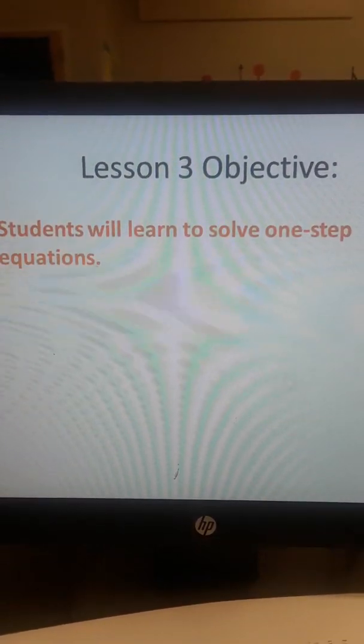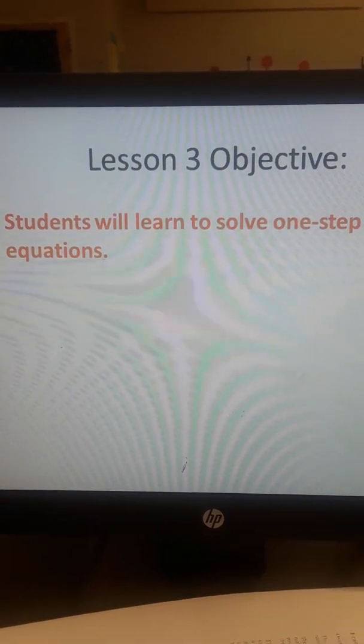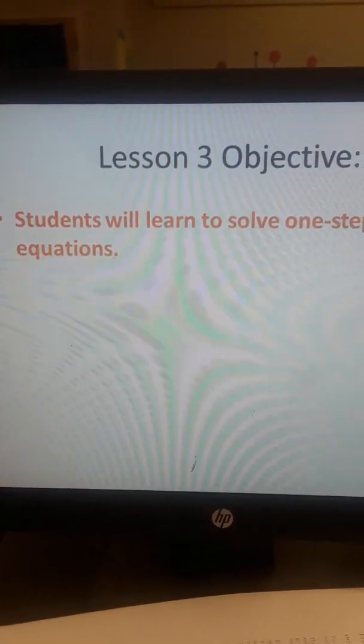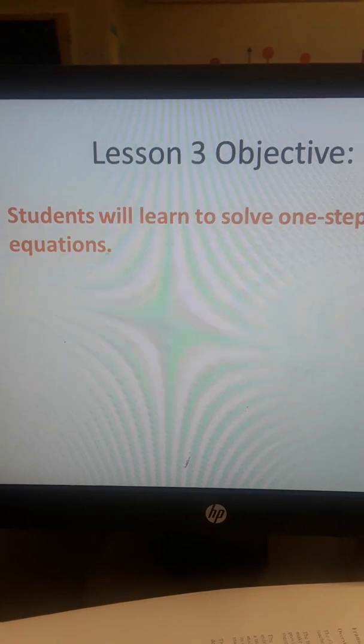Lesson 3 objective. Students will solve one-step equations. So let's go through our guided notes.